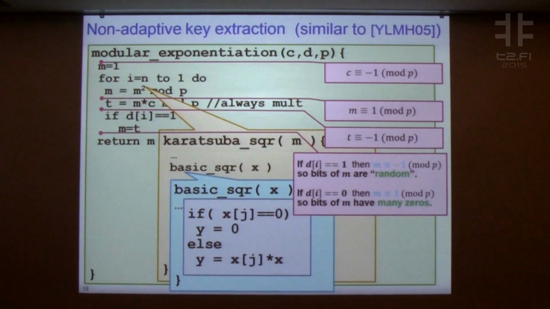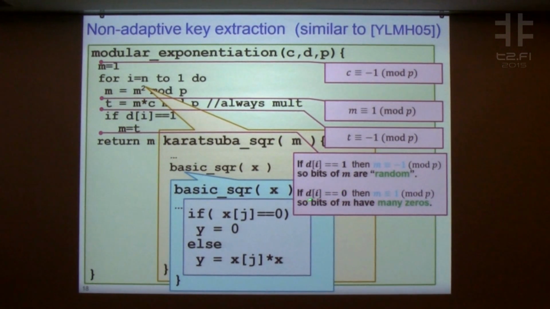So at this point of time, we have that if the current bit of d is 1, then m is -1. And if the current bit of d is 0, then m is 1. So what is -1 modulo p? -1 modulo p is p minus 1. And in binary representation, p is a randomly generated prime. So p minus 1 is going to have this random bit structure with 0 at the end.